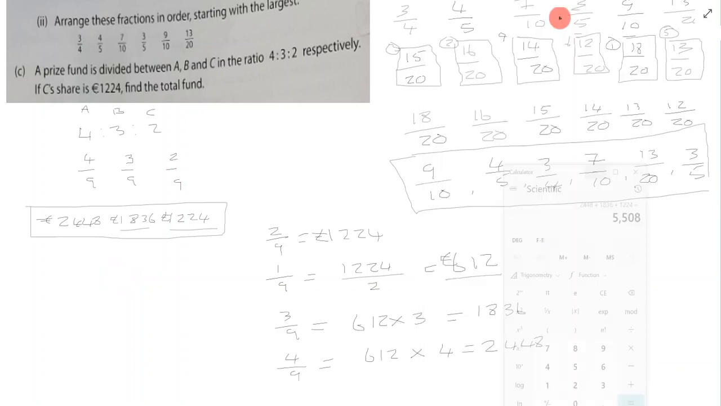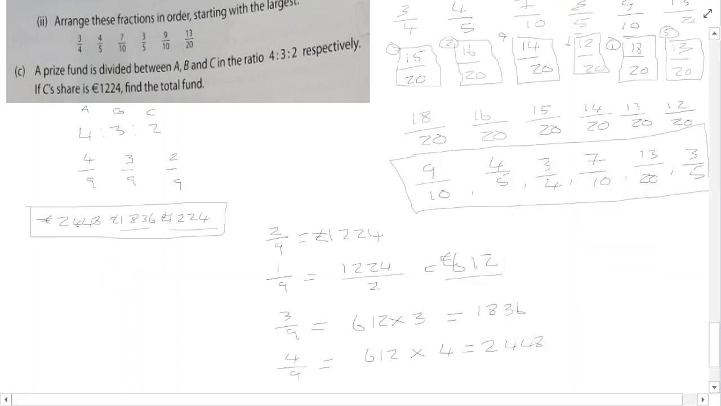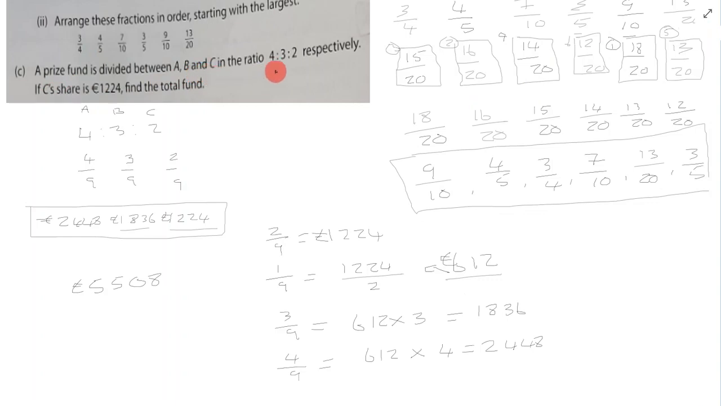So your answer is going to be €5,508 when you add these up. So what you've been asked: a prize fund is divided between A, B, and C in the ratio 4:3:2. So we have 4, 3, and 2 for A, B, and C. C gets 1,224. So that's what he gets here. We can change it into a fraction, that's 2/9.